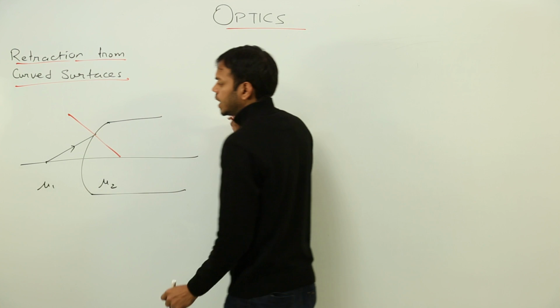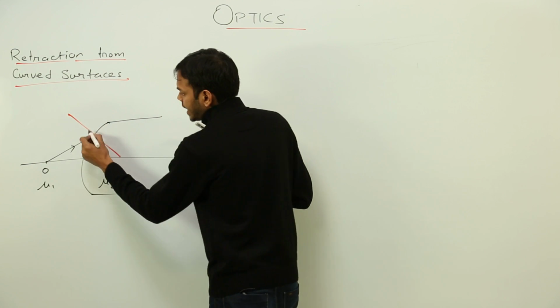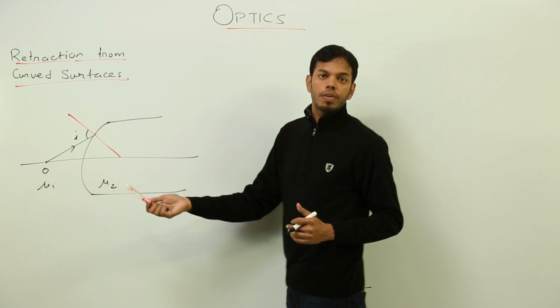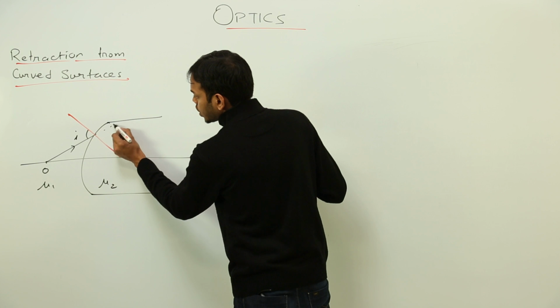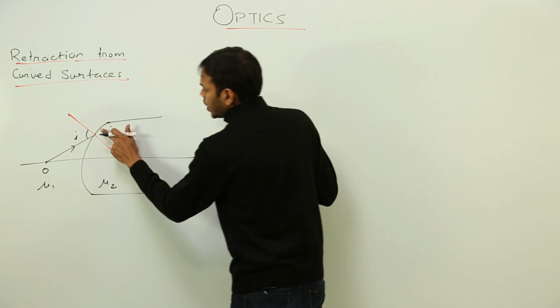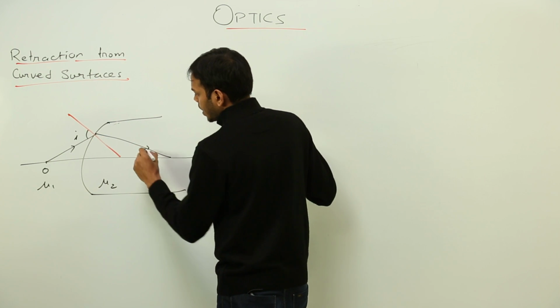So this be the initial ray starting from the object. This is the point of intersection, so this would be the angle of incidence. Now the ray, since it is traveling from rarer to denser medium, it's not going to go straight, so I'll be bending it towards the normal. In that case the ray will hit the principal axis somewhere here.